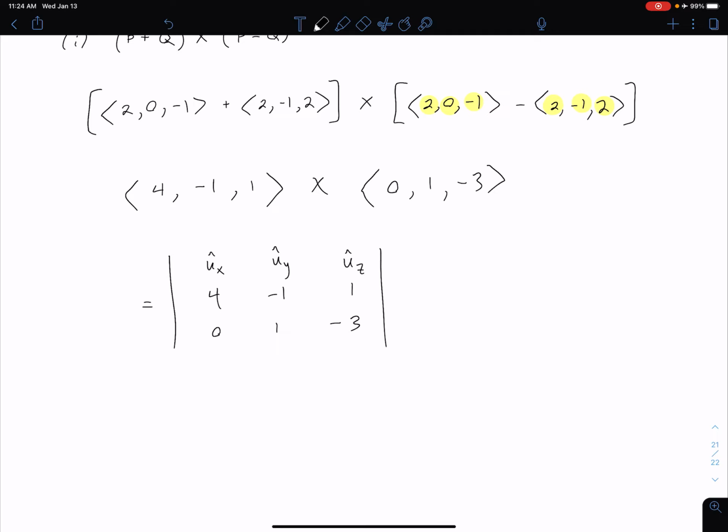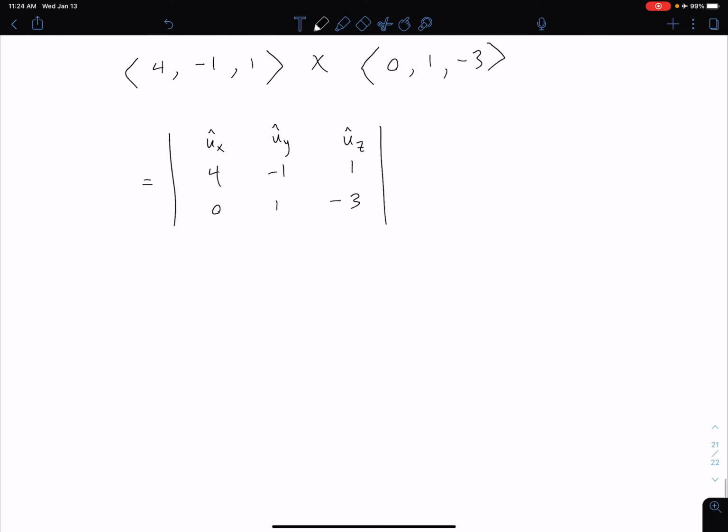We can't swap around the second and third row, otherwise we're going to get a negative value, so it swaps the sign of our answer. So again, if you want to know details about how to do that, let me know and I'll be happy to go over that.